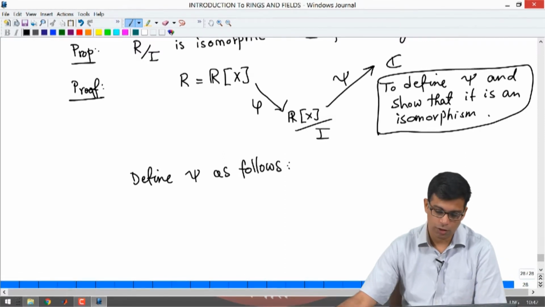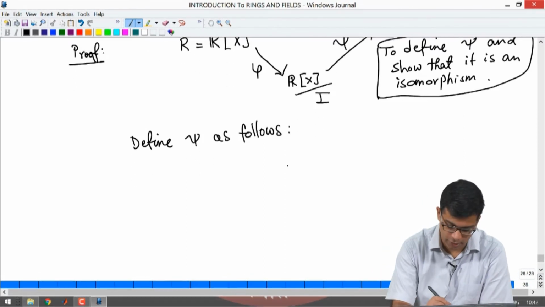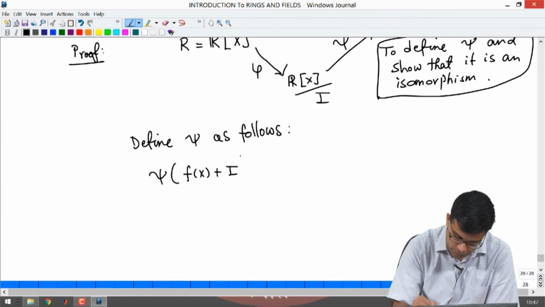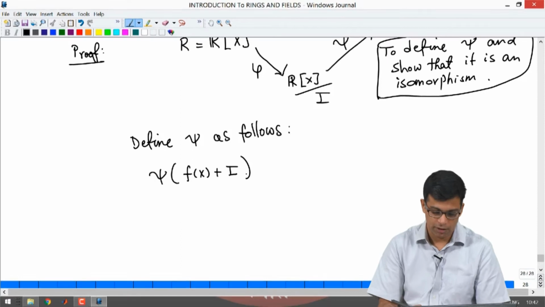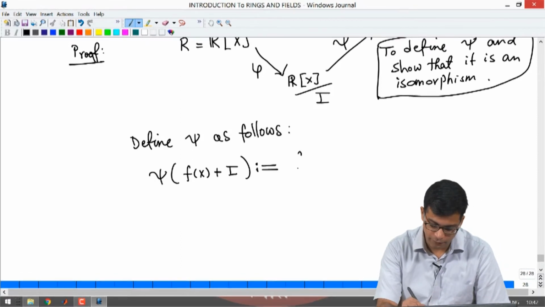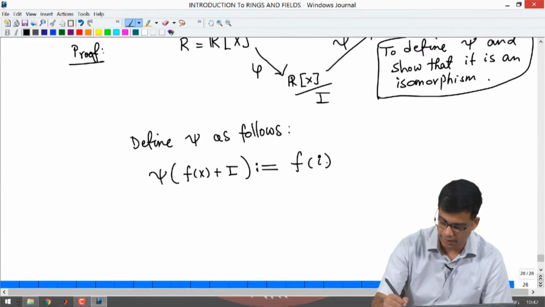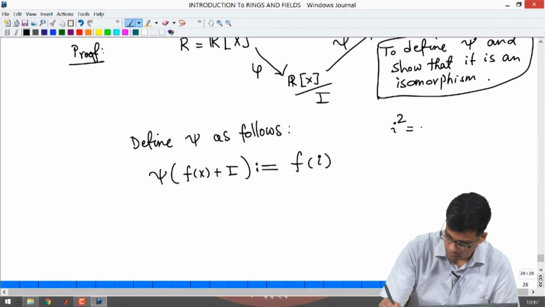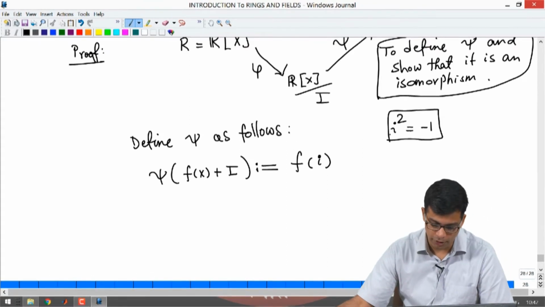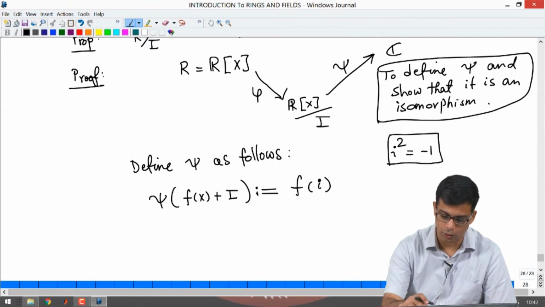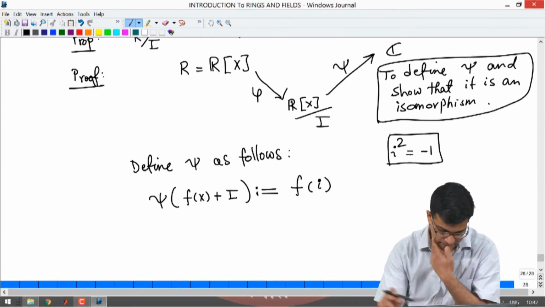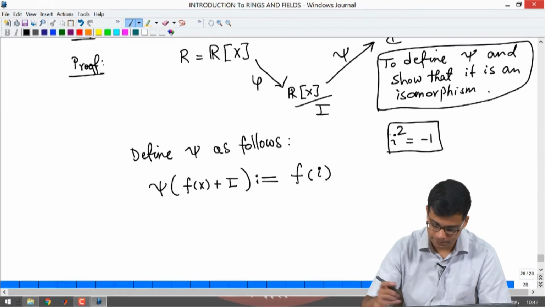As follows. So, take an element of R[x]/I. What is an element of R[x]/I? It is an element of the form f(x) + I. So, psi of f(x) + I, define it to be f(i), where i is of course a square root of minus 1. So, remember again, I am taking an element in the quotient ring, I am just evaluating the corresponding polynomial at x equal to i.